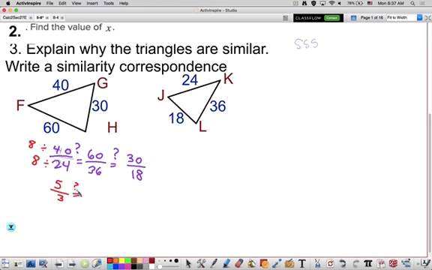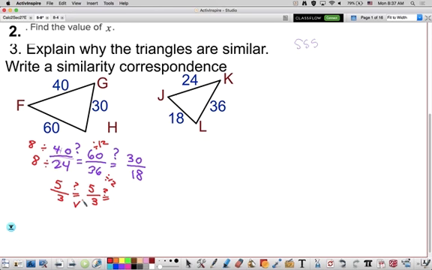Now let's check if this one's equal to 5 over 3. What's the biggest number that goes into 60? 12, right? Yeah, 5 over 3. Divide this by 12, because that's the biggest number. 60 divided by 12 is 5. 36 divided by 12 is 3. So that one works, but we still have to check the third one.